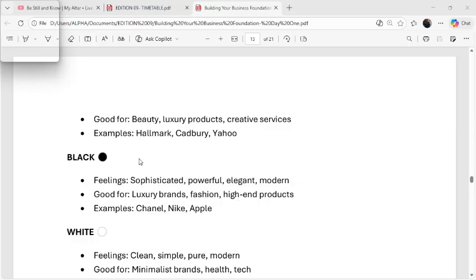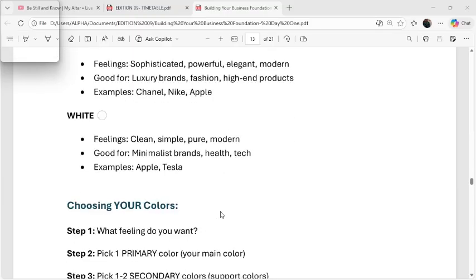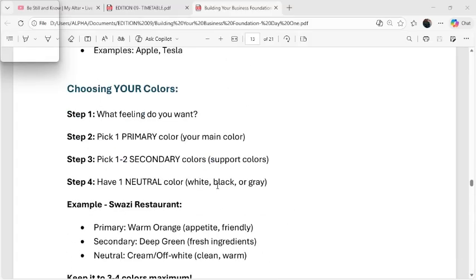But if we are going to be talking about black, black can be talking about being sophisticated, powerful, elegant, modern. It is good for what? For luxury brands, fashion, high-end products like Chanel, Nike, Apple. You see, white. White is about what? It's about clean, simple, pure, and modern. So this one is for minimalist brands, healthcare, technology like Tesla, Apple.